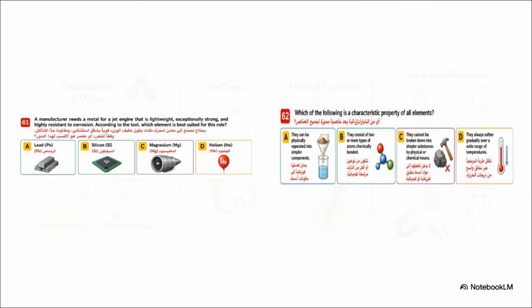Say you are building a jet engine. You need an element that is super lightweight, crazy strong, and totally rust-proof. Looking at the options, lead, silicon, magnesium, and helium, well, magnesium is obviously our clear aerospace winner here. And what makes an element like magnesium so special? Well, elements are the absolute bedrock building blocks of the universe. You literally cannot break them down into simpler substances by any physical or chemical trick in the book.